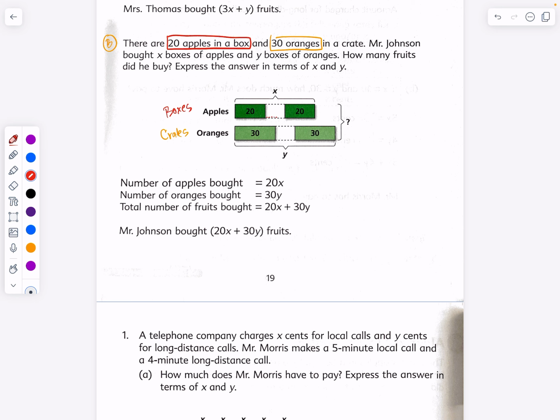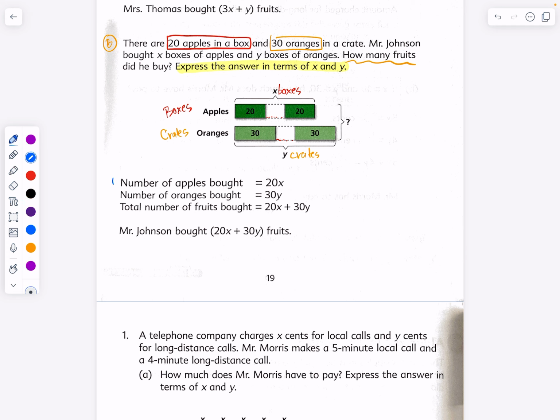Now, notice, we don't have a single box. We have X boxes. The count of boxes is X. We don't have 1 or 2 or 3 orange crates. We have Y crates of oranges. The question is, how many fruits are there all together that Mr. Johnson bought? Express your answer. Remember, express your answer, meaning write an expression using variables X and Y. So let's begin.